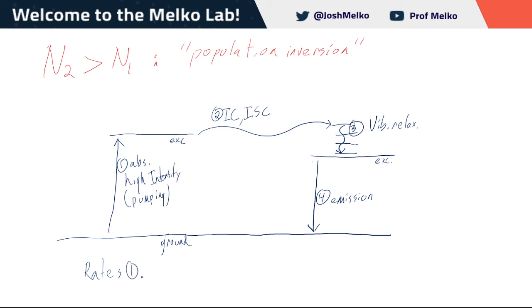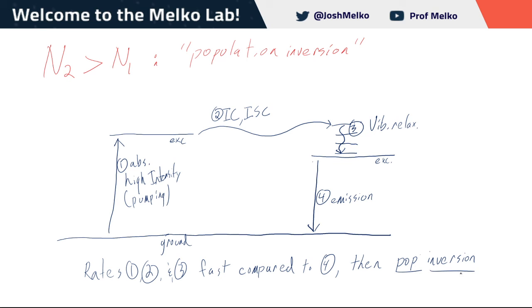Rates 1, 2, and 3 are fast compared to 4, and only certain materials will have this capability. Then you can achieve a population inversion. So you absorb quickly, you intersystem cross quickly, you vibrationally relax quickly, and then you sit here for a little bit until you emit.